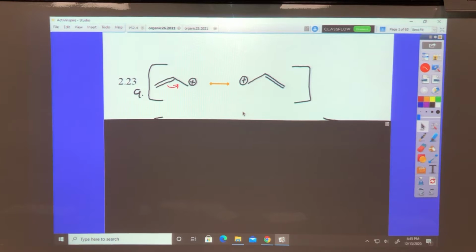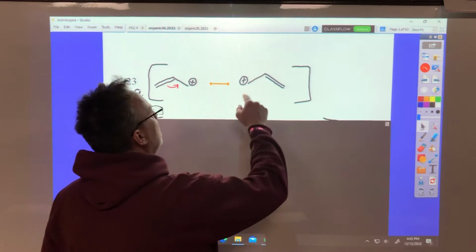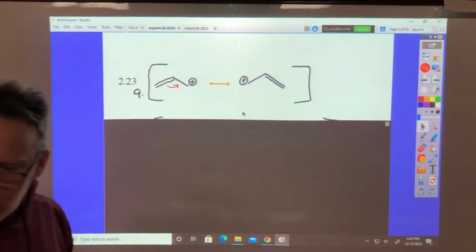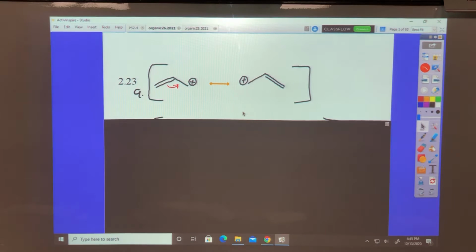Let me see where we're at on this, see if they did that in the answers. I don't remember seeing any like that. 2.23, yeah, they don't show that. But if you wanted this to go back, you'd have a curved arrow to there. Maybe I'll do those in another color later or something.